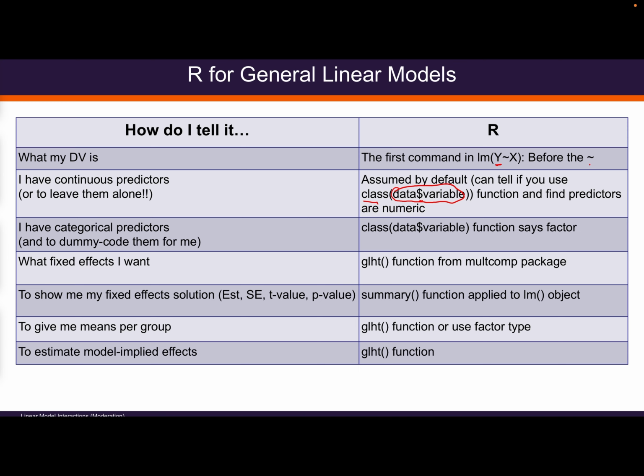And it should tell you numeric for continuous or factor for categorical. Likewise, if you have categorical predictors, that's that same function. If you want to get what fixed effects you want, you can use GLHT if they're not directly input into the model. The model implied is what I've been calling it in this lecture. How do I tell it to show me my fixed effect solution? I use the summary function once I apply it to the object that comes from LM. And how do I tell it to give me means per group? I can use GLHT or the factor type of variable if it's applicable. And how do I estimate model implied effects? I can use the GLHT function. And that brings our lecture to a close. Thank you for paying attention.